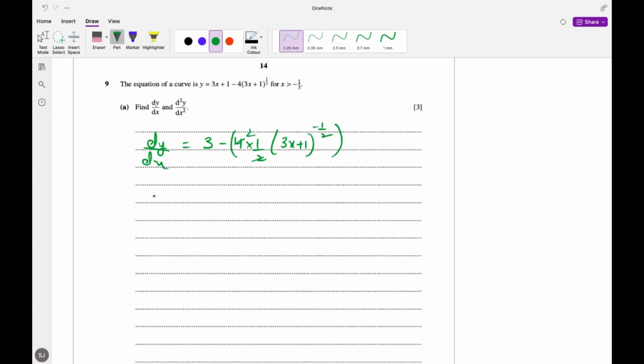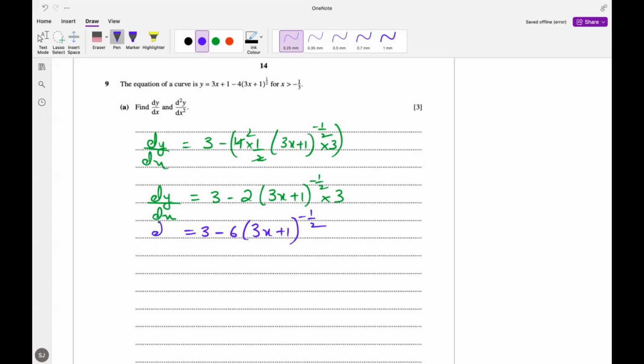We can simplify it to write dy by dx is equal to 3 minus 2 into (3x plus 1) to the power minus 1 upon 2. And we also multiply by the derivative of 3x plus 1, which is 3. So multiplying it by 3, the final answer will be 3 minus 6 into (3x plus 1) to the power minus half. To find d squared y upon dx squared, we differentiate dy/dx again.